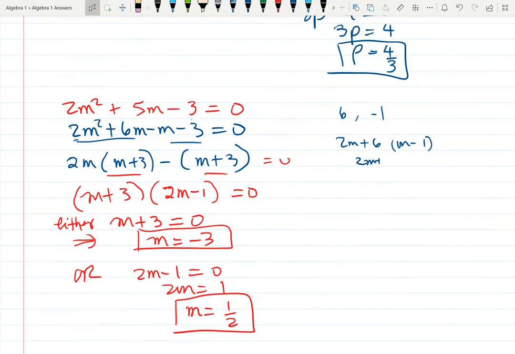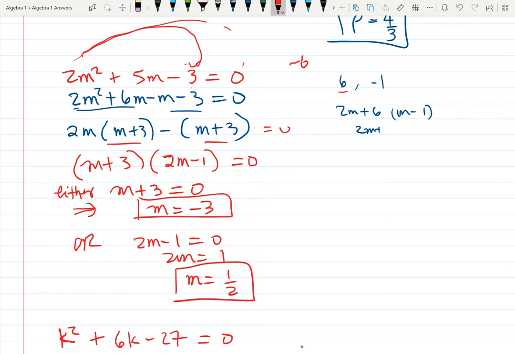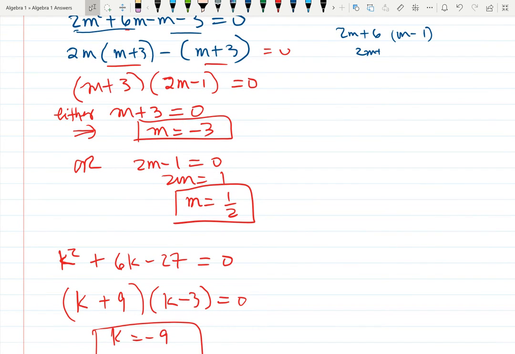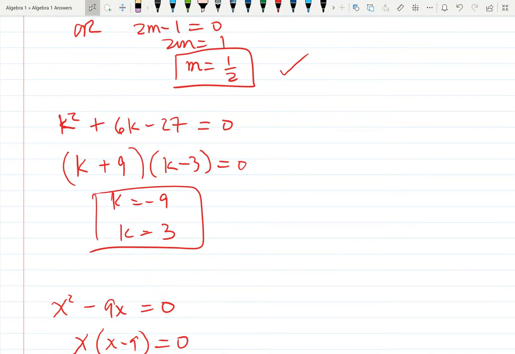Okay, 2m squared plus 5m minus 3 equals 0. Same way, you look for 2 times negative 3 equals negative 6. You multiply these two right here, and you get negative 6. Factors of negative 6 that, when you add, will get you positive 5 are positive 6 and negative 1. So you rewrite 5m as 6m and negative m, and then you factor by grouping, and then you set it equal to 0. You solve for your m. You have two values, m equals negative 3 and m equals 1/2.